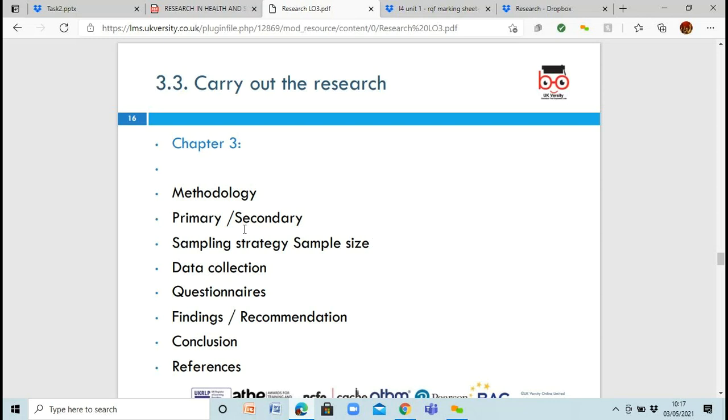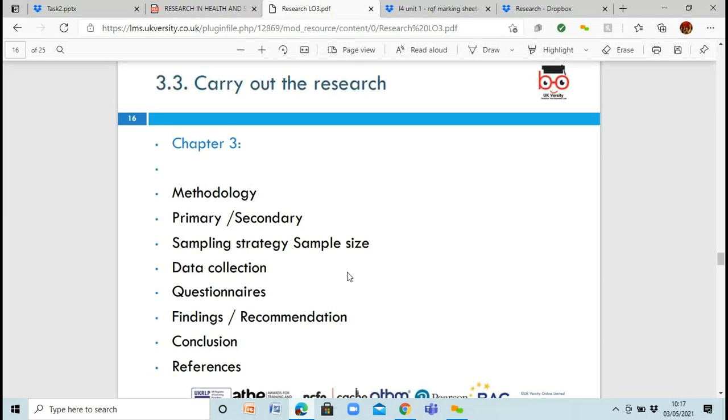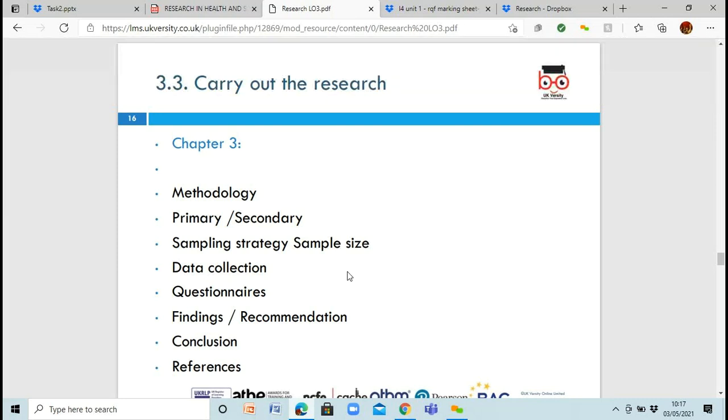Tell me how you collected your data. That's very similar to the primary and secondary section again. So you could write down, I did questionnaires, or I just did internet research. Give us your findings. In a way, you're just summarizing what you've already written about in the literature review, and then put down your recommendations and your judgments. Then put down a conclusion, and then put references in.